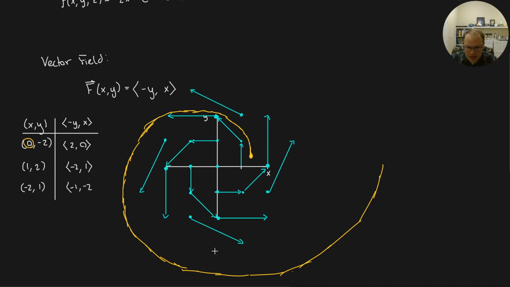Okay? This line here, where we kind of imagine the flow of a particle through a force field, it's called the flow line.